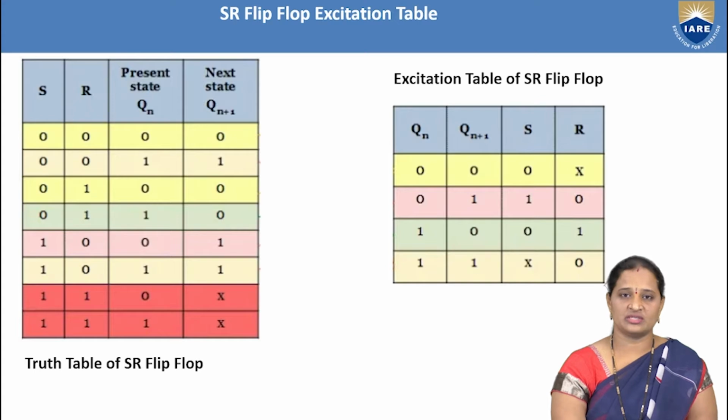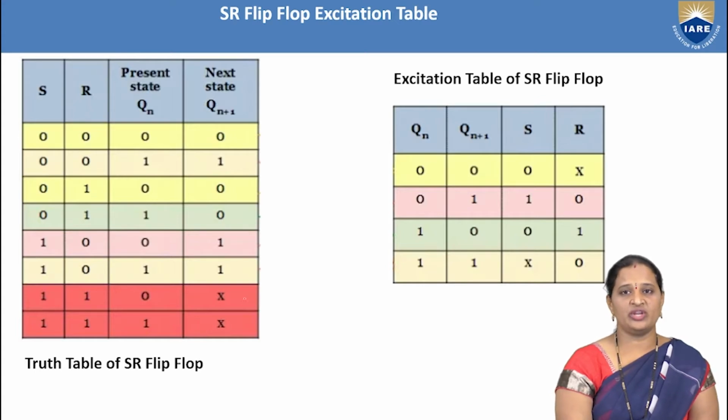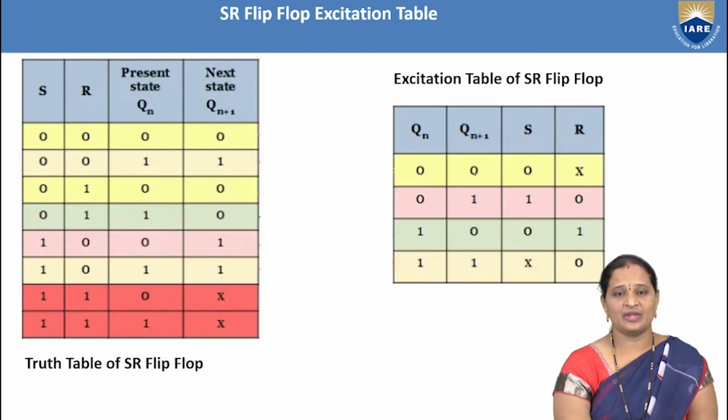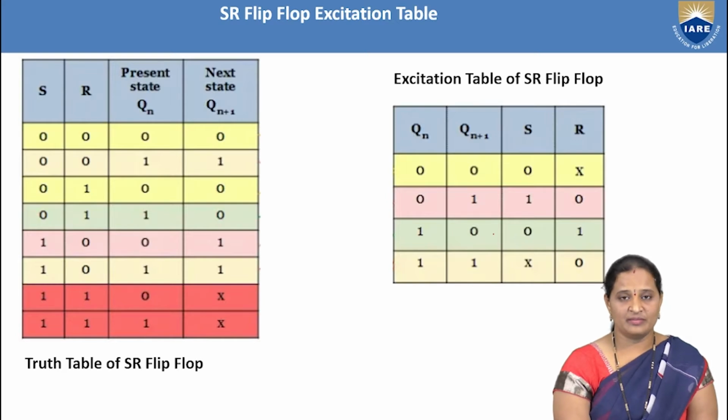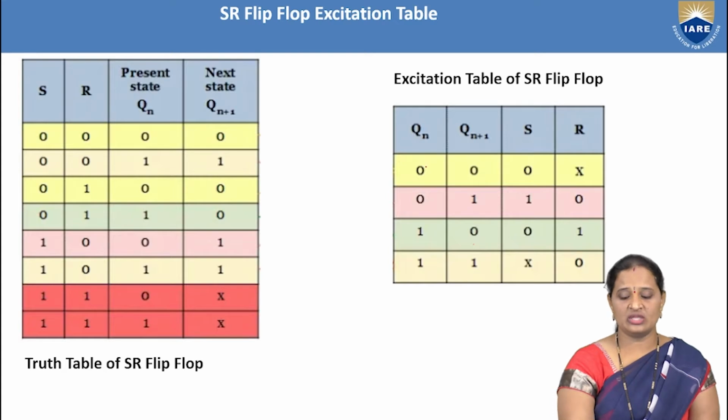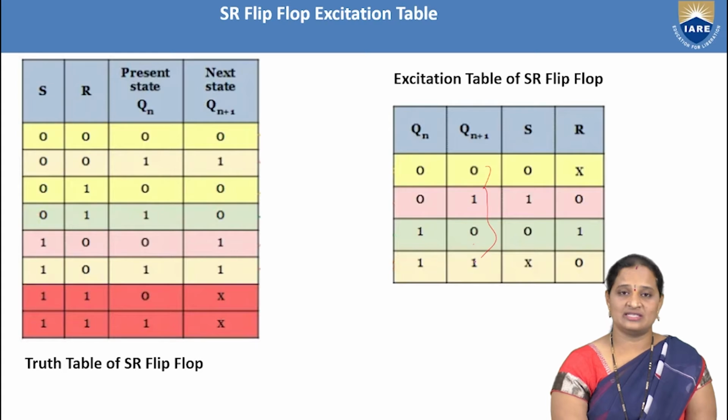So how have we got this? I have shown it in different colors. Here, for present state and next state, as we have two variables, we will have 4 combinations. If the present state is 0, the next state may be 0. If the present state is 0, the next state is 1. And if the present state is 1, the next state may be either 0 or 1. So that is why 1, 0 and 1, 1. These are all the possible combinations for present state and next state.